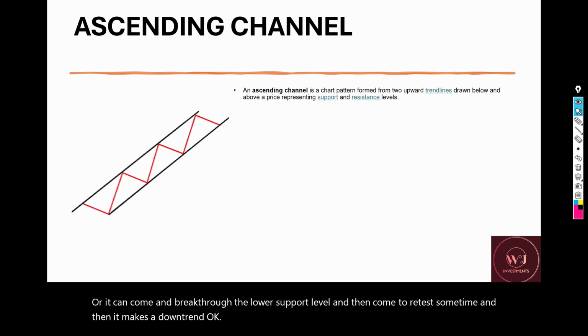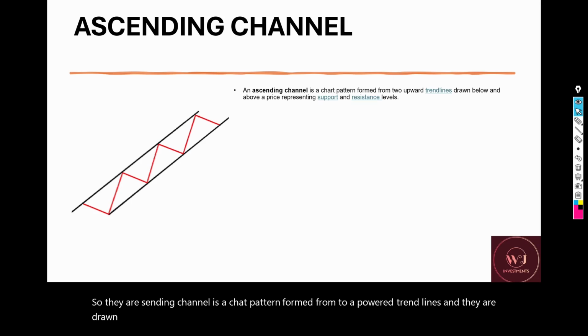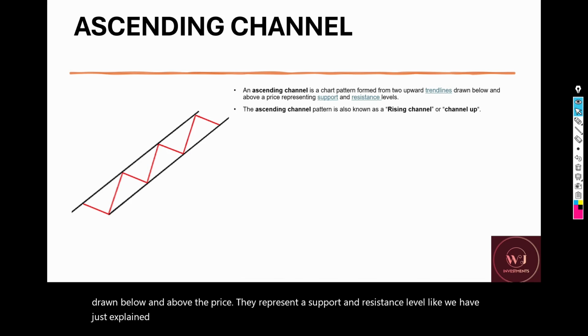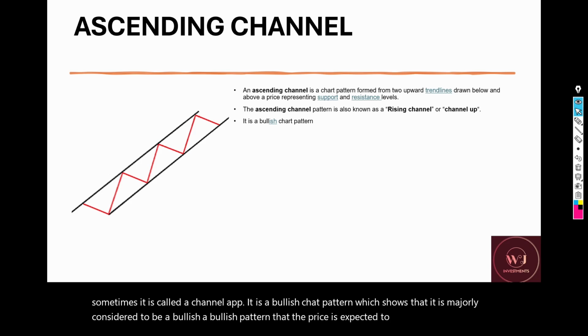So the ascending channel is a chart pattern formed from two upward trend lines, and they are drawn below and above the price. They represent a support and resistance level, like we have just explained. The ascending channel pattern is also known as a rising channel, or sometimes it is called a channel up. It is a bullish chart pattern, which shows that the price is expected to break above the upper resistance and then continue within the uptrend.